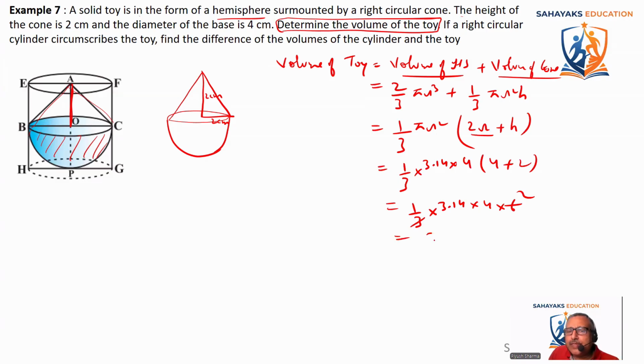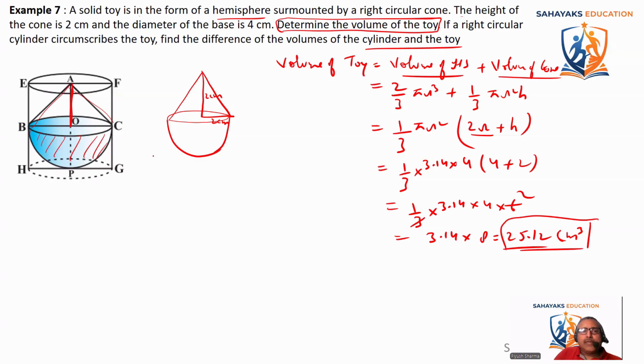So it is 3.14 into 8, that comes out to be 25.12 centimeter cube. So this is the volume of the toy. Now we need to find the difference in the volume of the cylinder and the toy. First we need to find the volume of the cylinder, and we'll subtract the volume of the toy from it to get the rest of the volume.